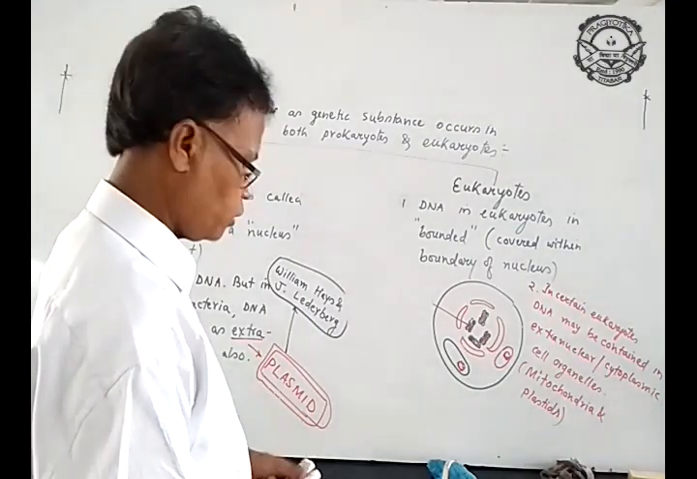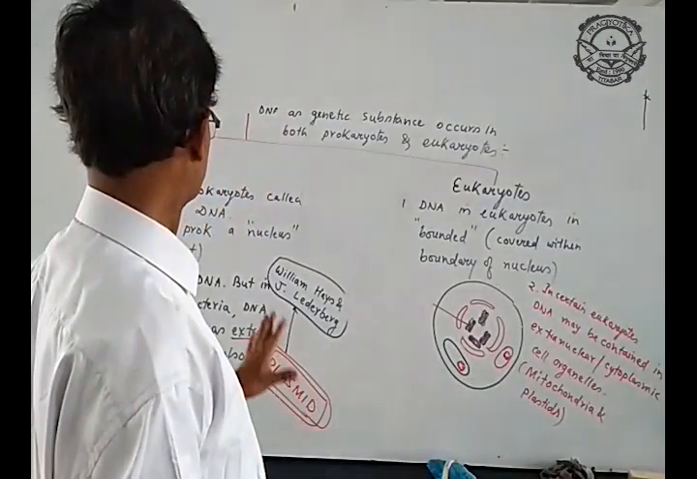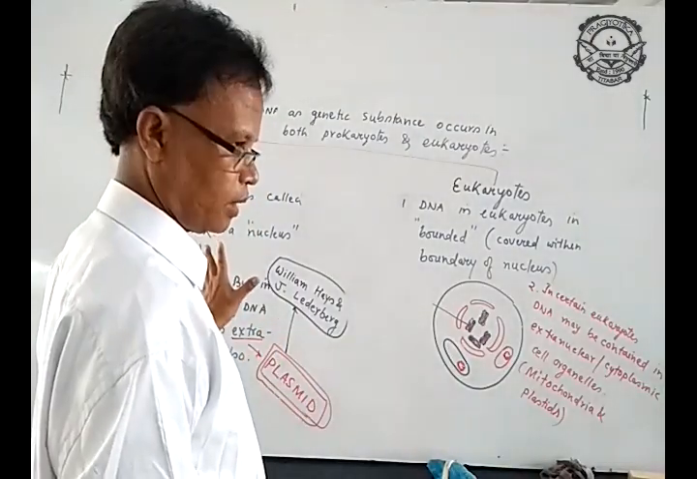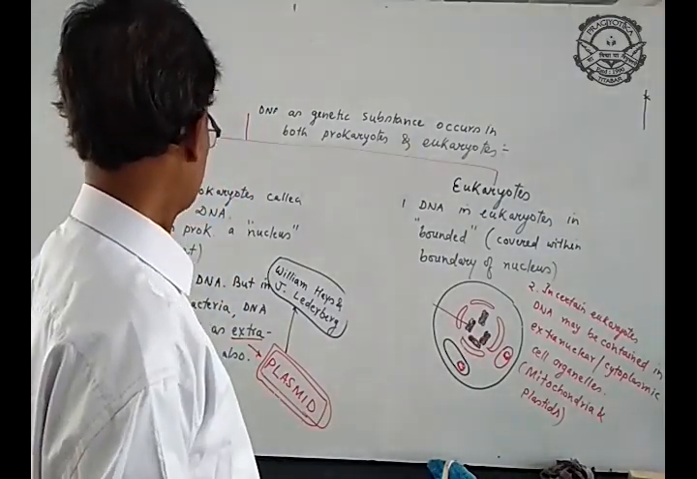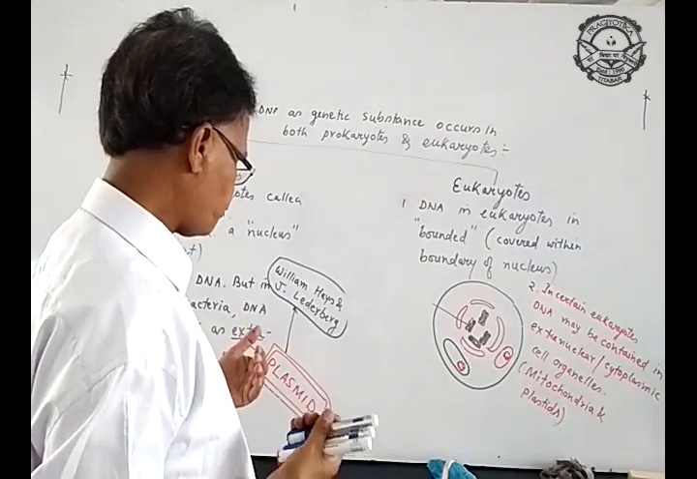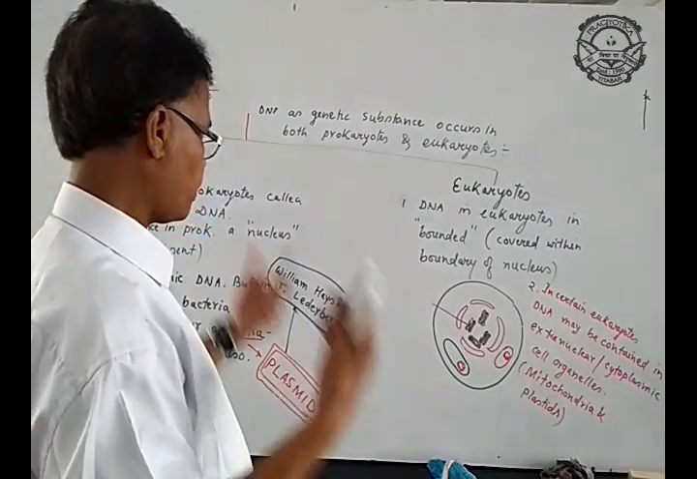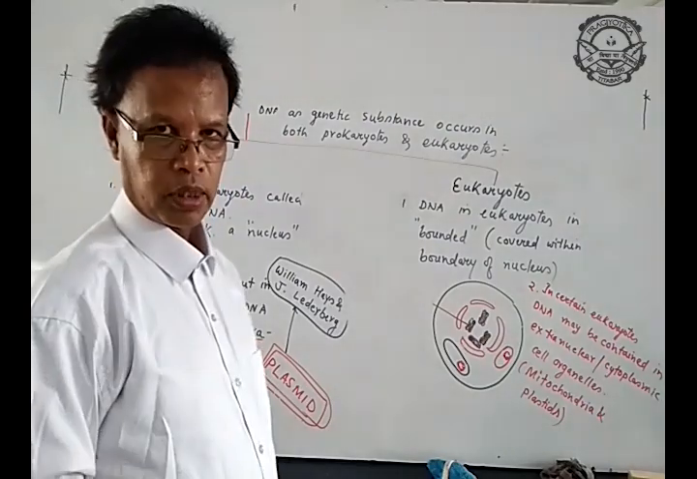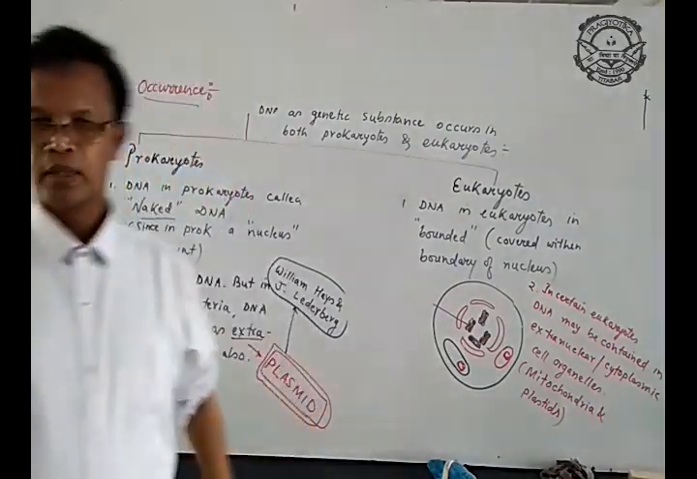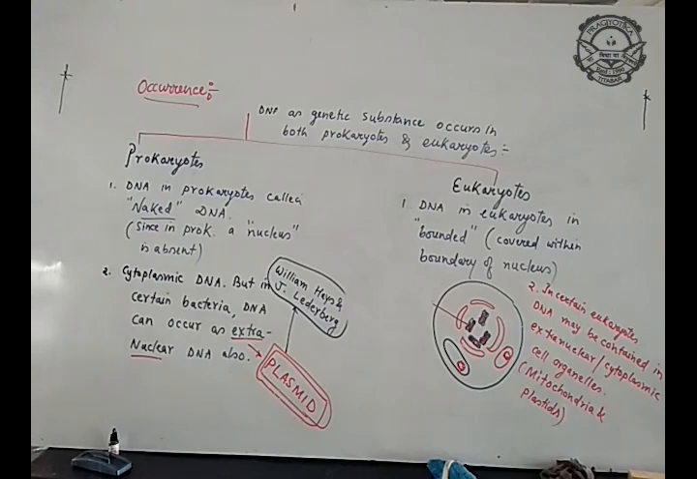Dear students, today I have described up to this extent regarding the occurrence of DNA. In the next class, I will deal with the double helical chemical nature of DNA and more properties of the DNA molecule. Okay, thank you students.